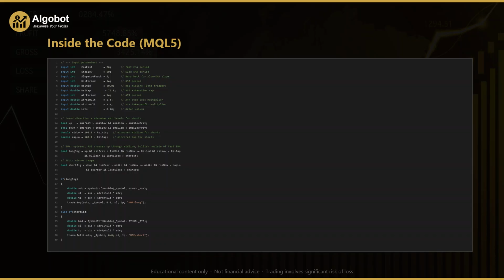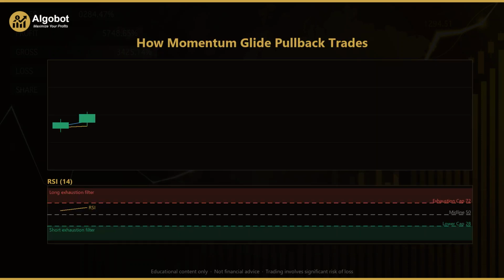The sell block is the mirror. The short signal needs a downtrend, RSI crossing back down through the mirrored midline while staying above the floor, on a bearish bar that closed below the fast EMA. It then reads the bid, places the stop above and the target below, and calls trade.sell. Same structure, opposite direction. Let's bring the logic to life on this illustration.